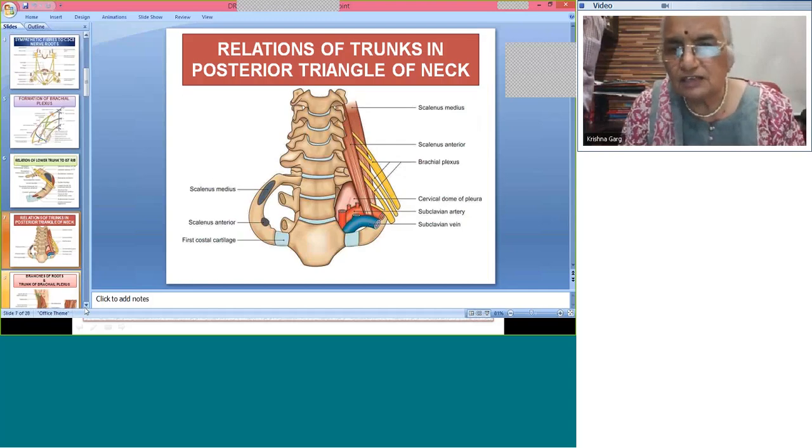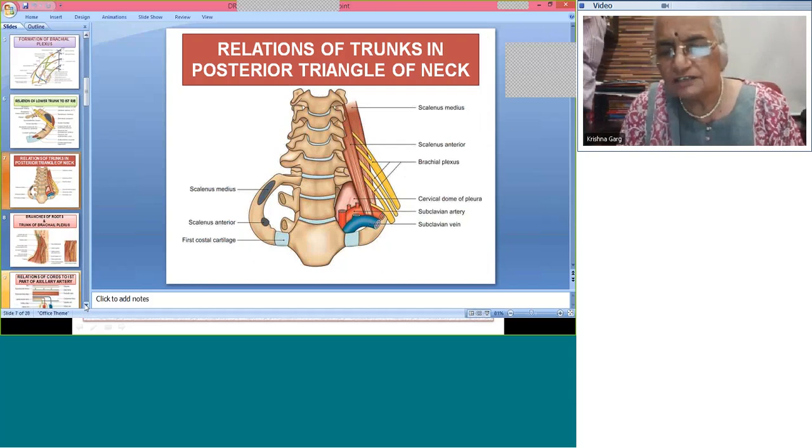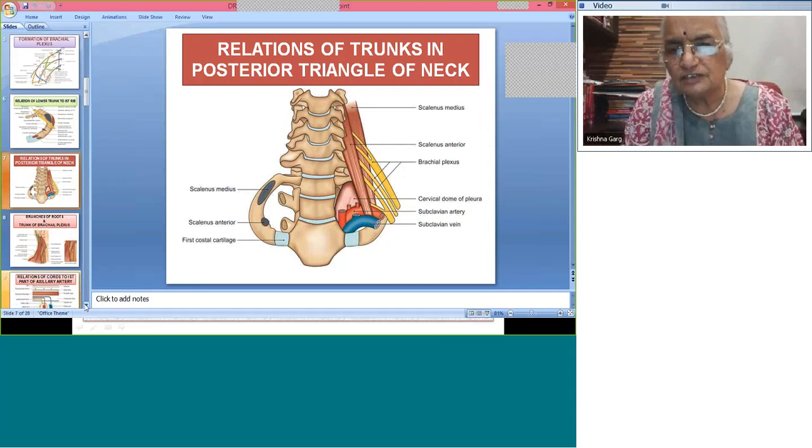Here the relations of the trunks are shown in the posterior triangle of the neck. Posterior triangle floor is formed by scalenus medius, levator scapulae, and the splenius capitis, and the muscle which is lying behind the sternocleidomastoid is scalenus anterior. So the roots and trunks of the brachial plexus lie in between scalenus anterior and scalenus medius. Medius is posterior and scalenus anterior is anterior.